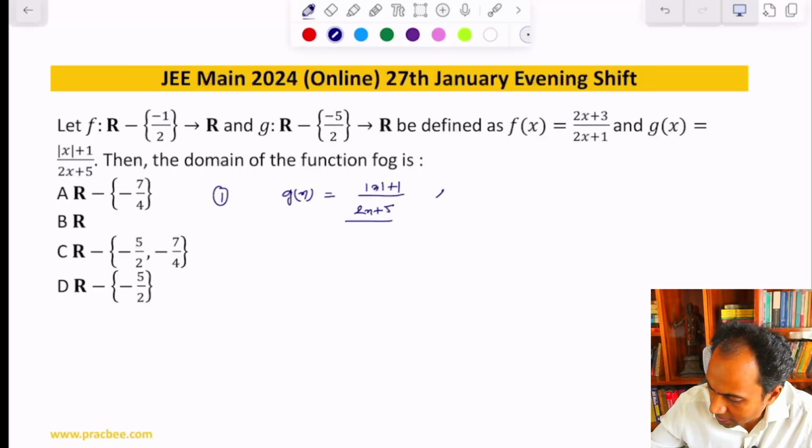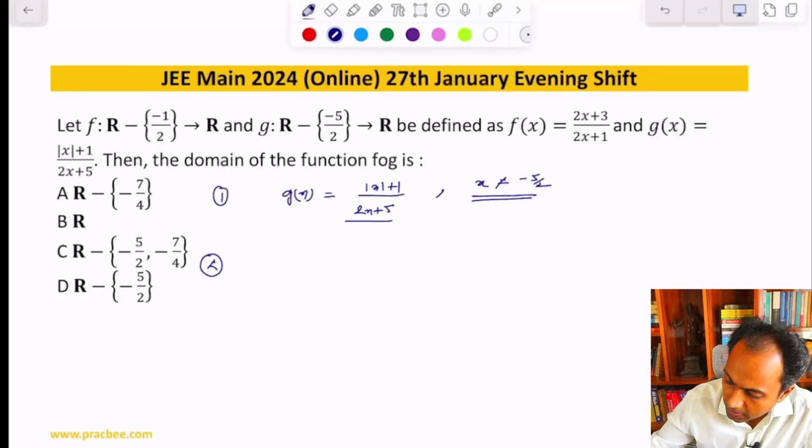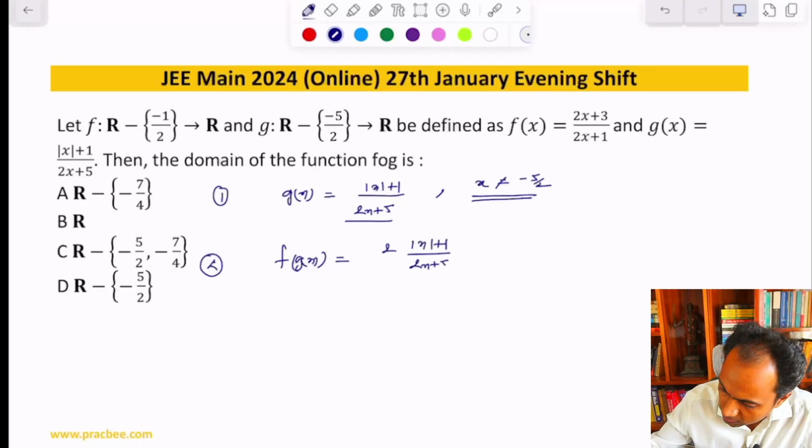That would mean I can't put a value of x such that it becomes minus 5 by 2, so that denominator becomes 0. For the second part, if I am writing f of gx, now let us figure out what that function looks like. So this will be (2 times mod of x plus 1)/(2x plus 5) plus 3, divided by (2 times mod of x plus 1)/(2x plus 5) plus 1.